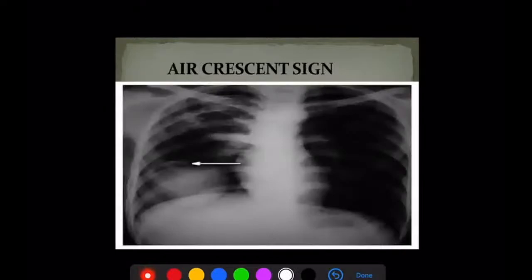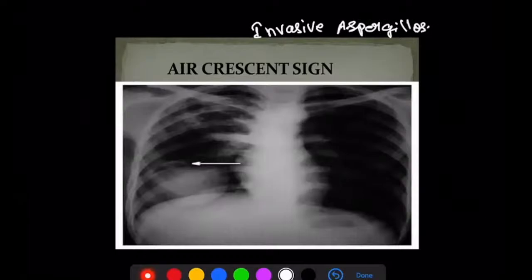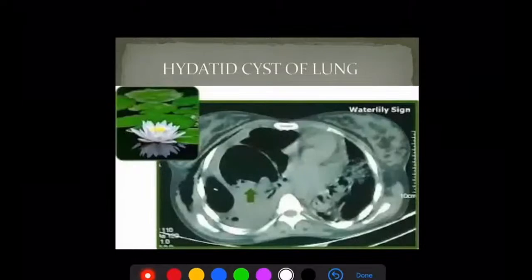Air crescent sign is seen in? Aspergillosis. Very good. In which type? Invasive aspergillosis. The aspergillus has invaded the blood vessels and the lung parenchyma, and there is cavity formation. This is the air crescent sign seen in invasive aspergillosis. This water lily sign is seen in hydatid cyst of lung.